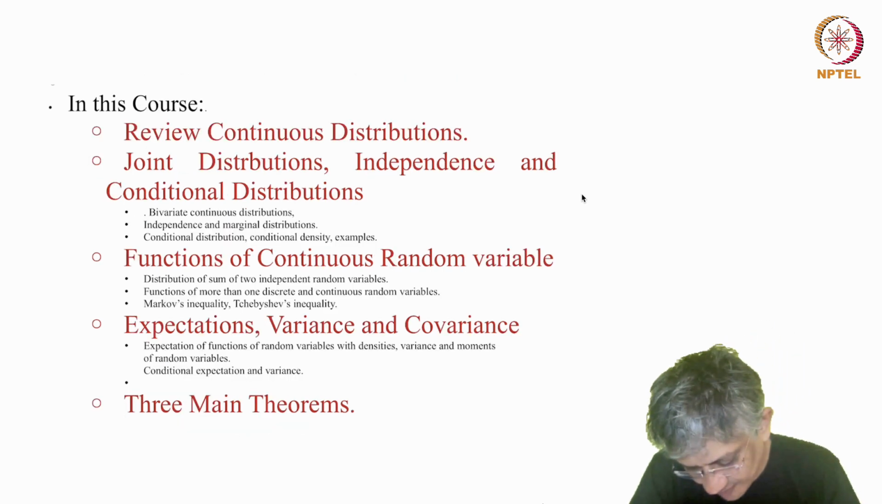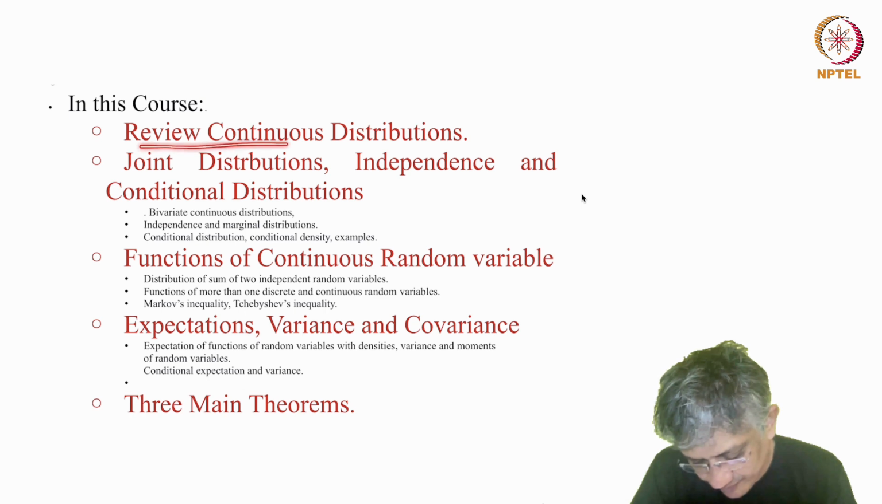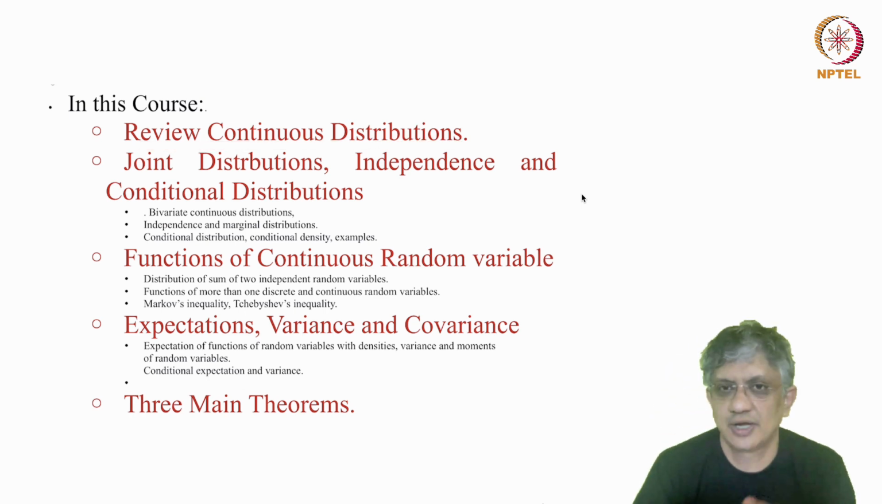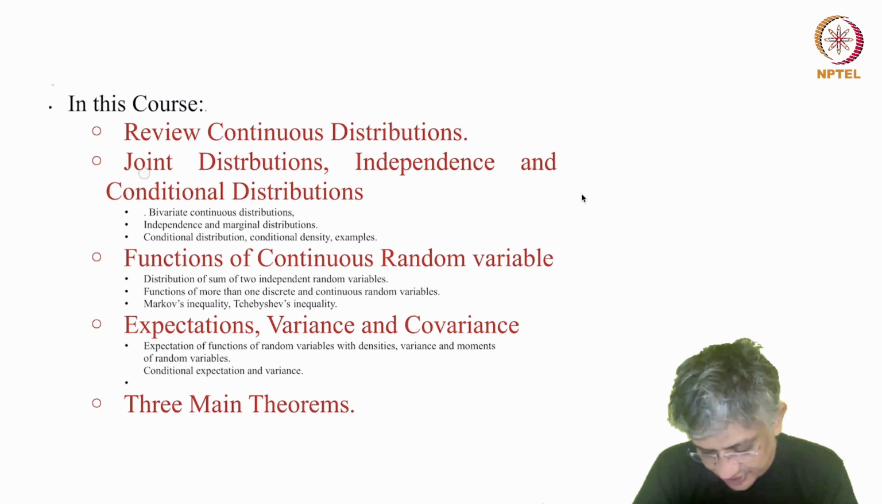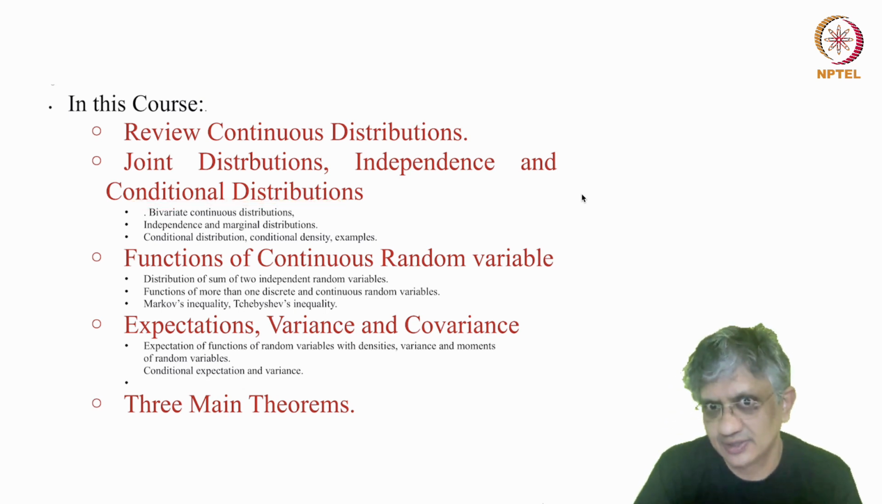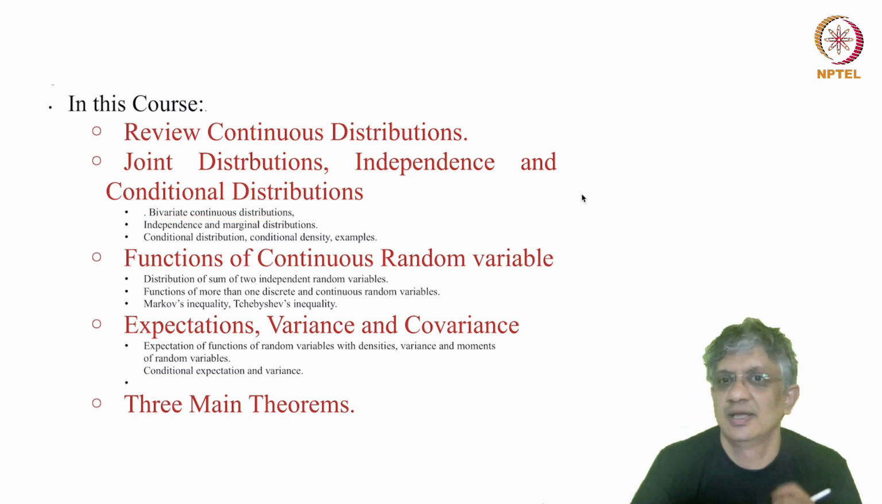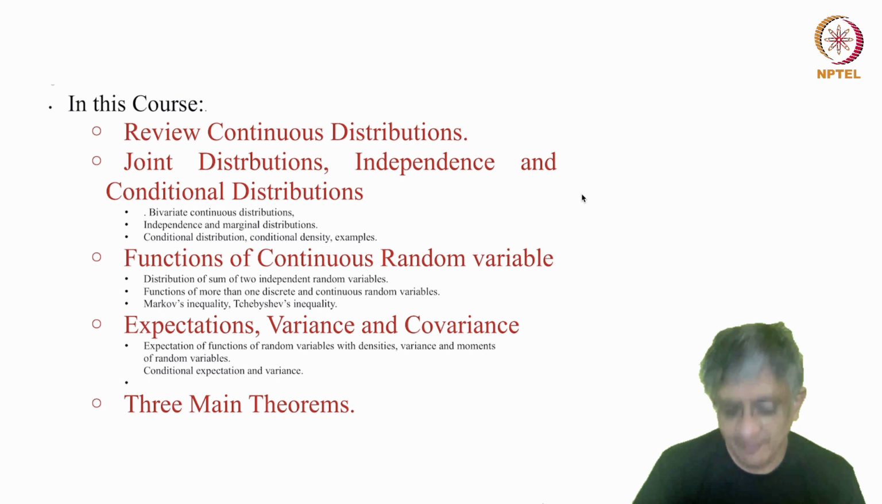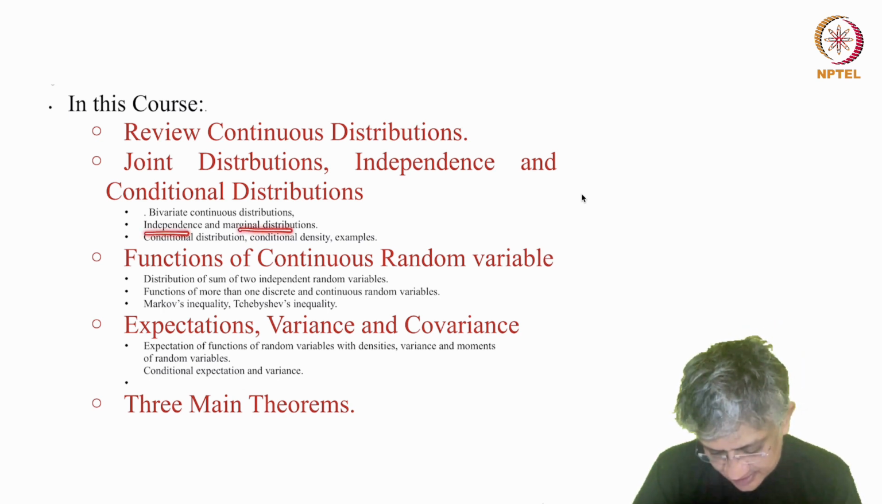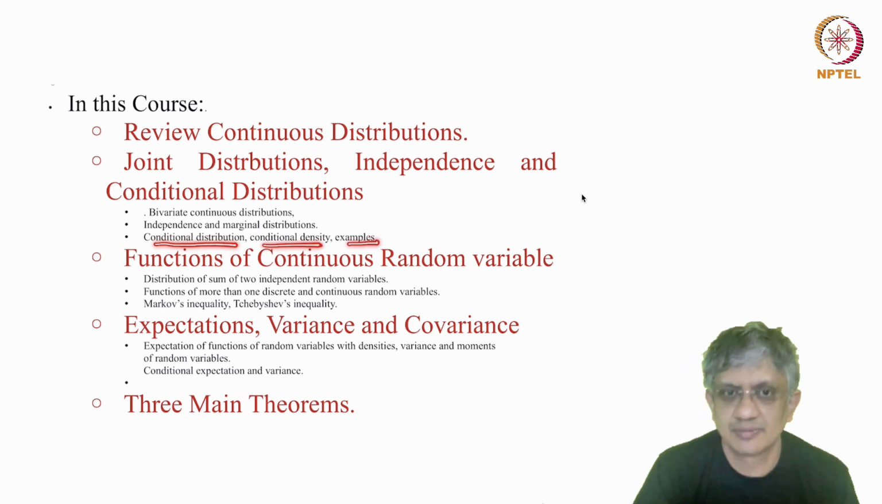In this course, we will begin with a brief review of continuous distributions. We'll start off from where we left off last semester. We will discuss their joint distribution, independence, and conditional distributions. That's the same way as in the discrete distribution course. We'll start with bivariate ones, that is, consider two random variables, and discuss how they interact with each other. We discuss independence, marginals, and also their conditional distribution, density, and examples.